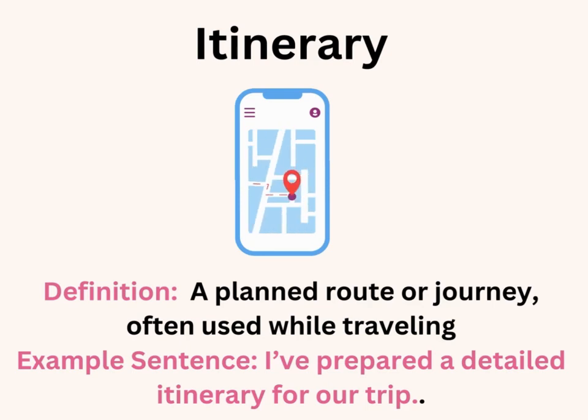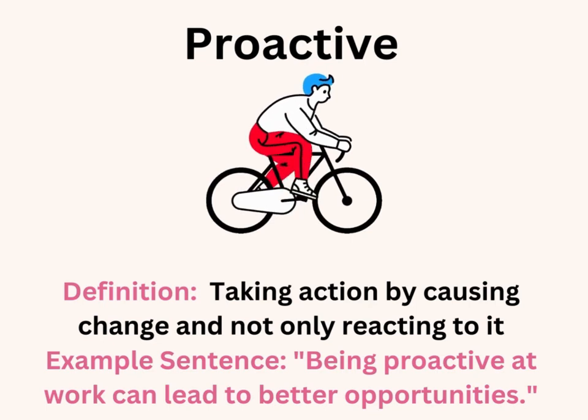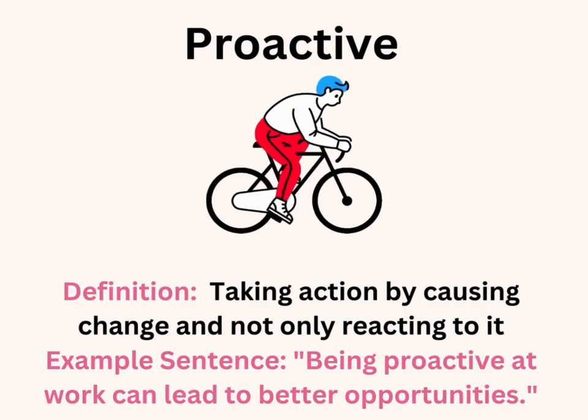Word: itinerary. Definition: a planned route or journey, often used while traveling. Example sentence: I've prepared a detailed itinerary for our trip. Word: proactive. Definition: taking action by causing change and not only reacting to it when it happens. Example sentence: being proactive at work can lead to better opportunities.